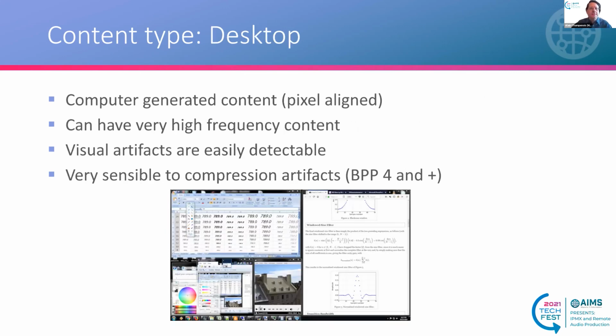The last category is desktop content, which encompasses any type of pixel-aligned computer-generated content. This category has the highest frequency content, making it very challenging for compression and more easily producing visually detectable artifacts. This type of content requires higher BPP, 4 and more, especially for the more extreme synthetic cases.